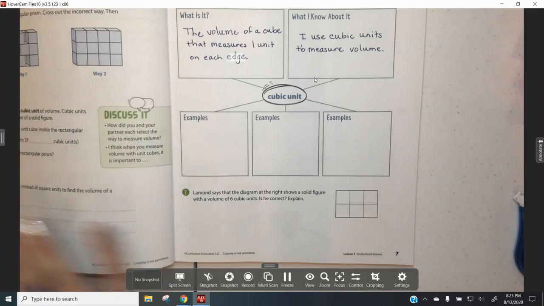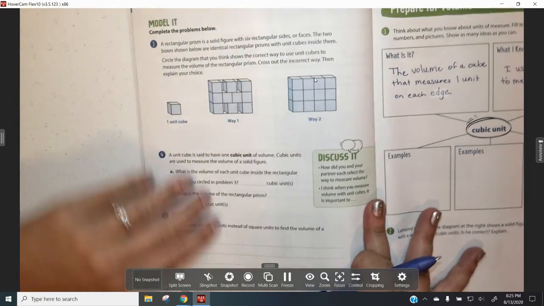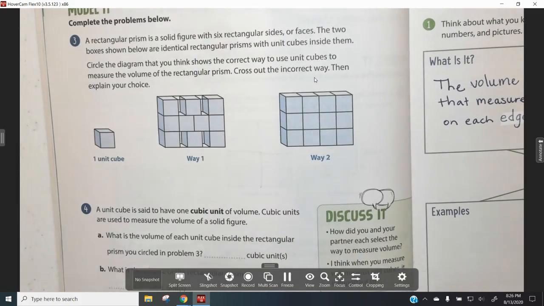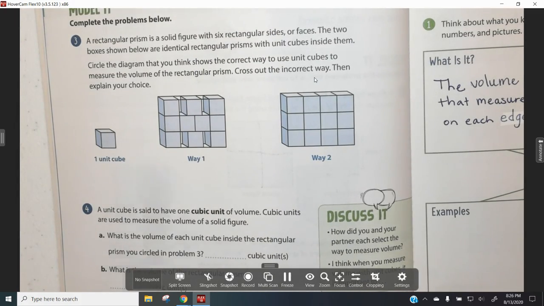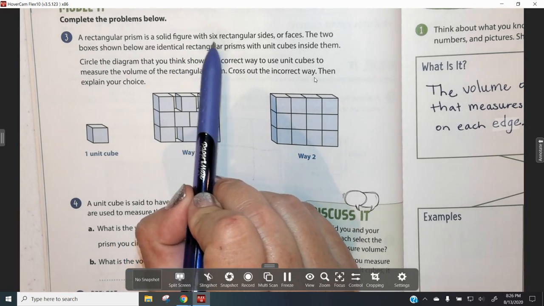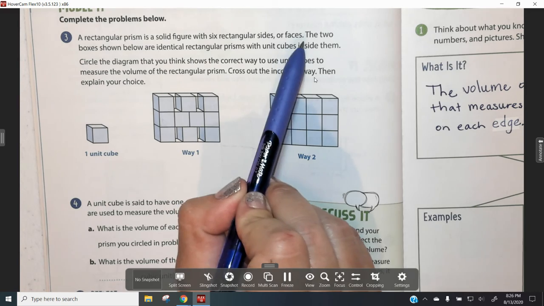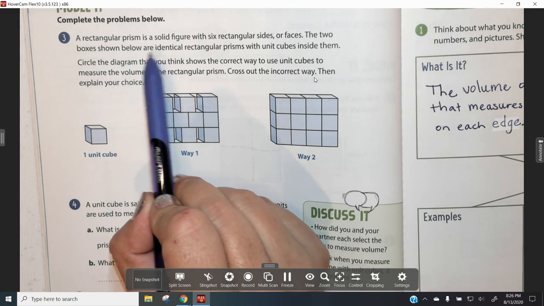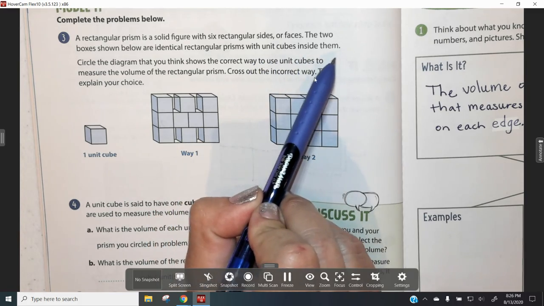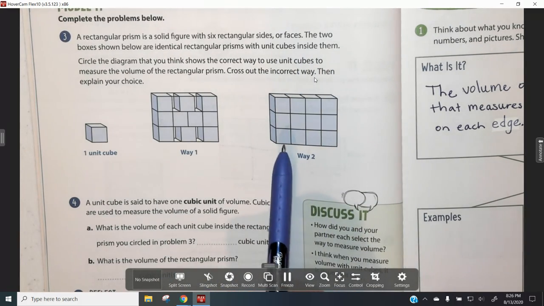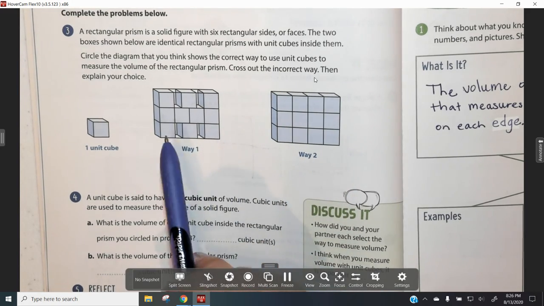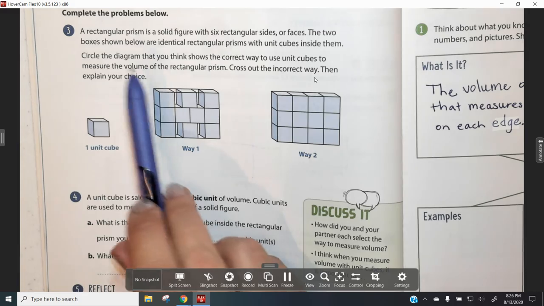Go ahead and turn to page 6. Now, looking at number 3, it says, a rectangular prism is a solid figure with 6 rectangular sides or faces. The 2 boxes shown below are identical rectangular prisms with unit cubes inside of them. So they both have the same length, width, and height.